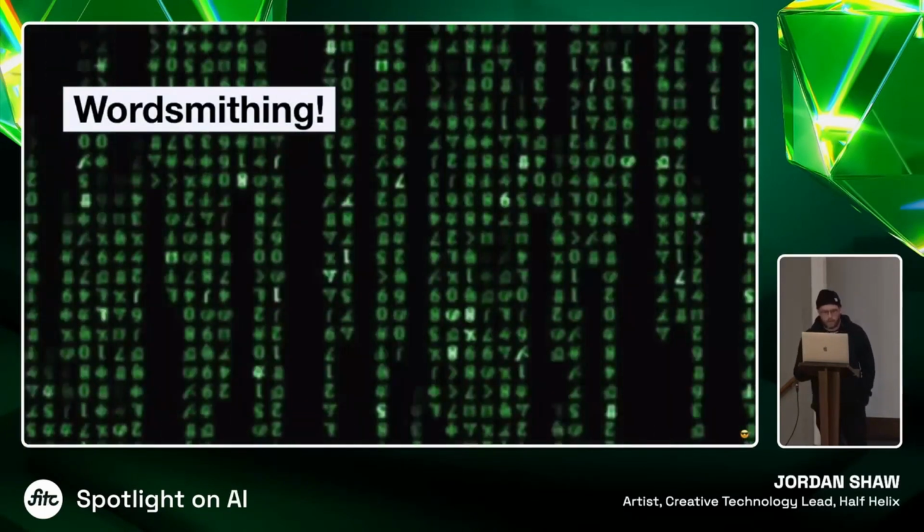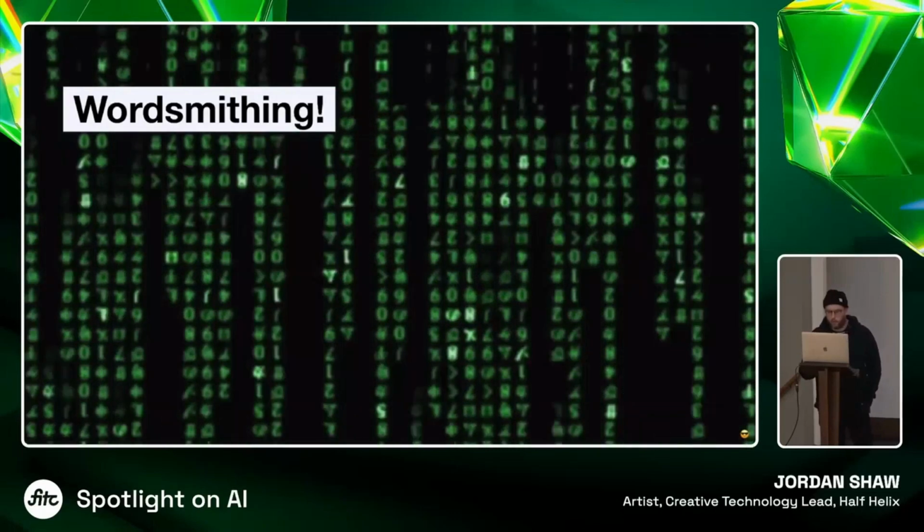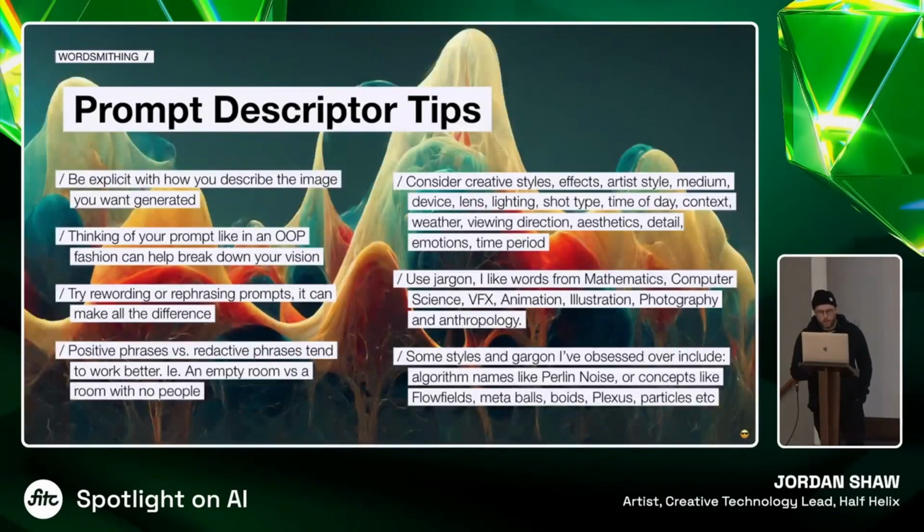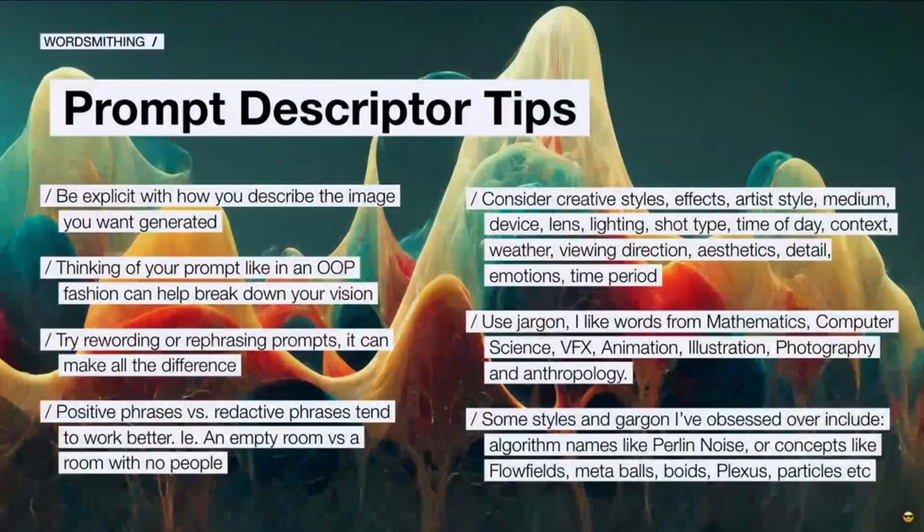So onto some wordsmithing tips and some recommendations and learnings from my experimentation and work. As I was saying, thinking about version 5, it's even more important to be descriptive, to be able to articulate and get the proper output that you're looking for.